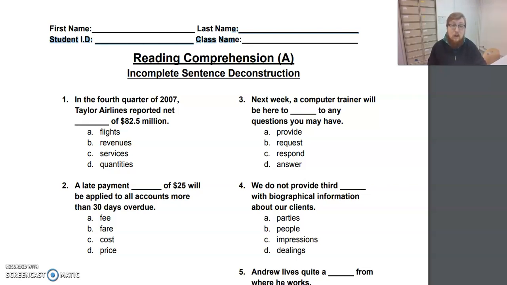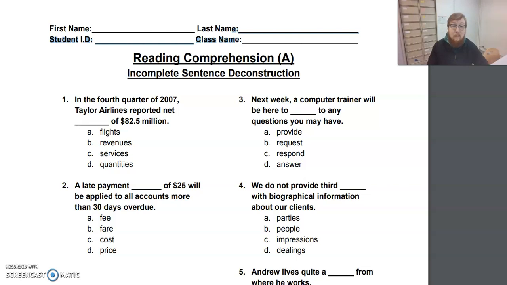Because revenues and quantities are in the same semantic field, and flights and services are in the same semantic field. So if the learner isn't really aware or their level isn't high enough, they might choose flights or services when the real answer is actually revenues, right? So in the fourth quarter of 2007, Taylor Airlines reported net revenues of $82.5 million. And this kind of jargon, this kind of language, is typically learned in English for business purposes, a class like that. Here at the University of Lorraine, there is a department and certificate. Programs like that help students with this kind of information.